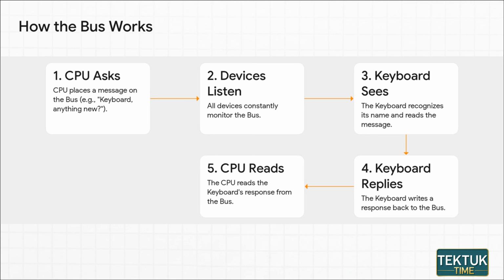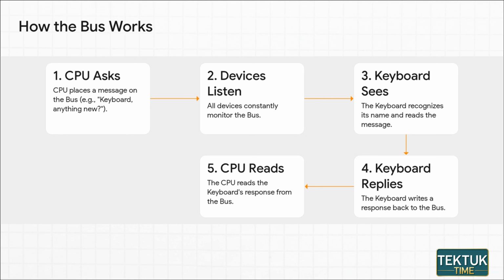Let's walk through an example. So let's say the CPU wants to know if you've typed anything. First, the CPU places a message into that shared basket, and it's basically shouting, "Hey keyboard, did the user type anything?" Now, here's the cool part. Every single device is constantly peeking into that basket. The keyboard sees its name on the message and goes, "Oh, that's for me," and reads it. Every other device just ignores it.